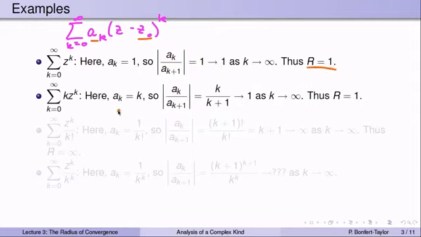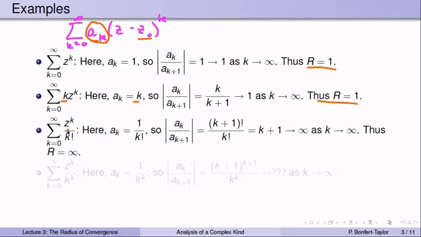Here's another example. Here, these a_k's are equal to k, and again, z0 is equal to 0. So now if I look at a_k divided by a_(k+1), well, a_k is k, and then a_(k+1) is k plus 1. So that sequence of quotients in absolute value converges to 1 as k goes to infinity. Therefore, the radius of convergence again for this series is also equal to 1.